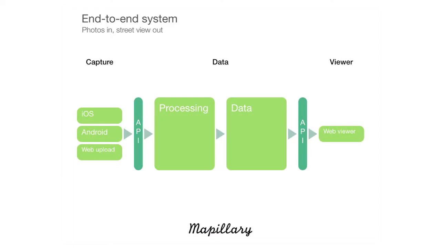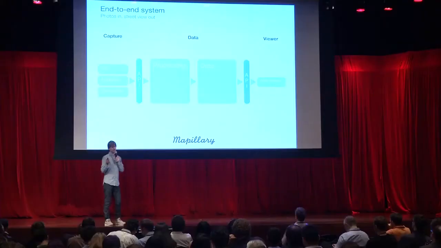So if you really want to make this a global thing and cover everything, you need to make it really simple. The way we do it is photos in, Street View out. We have an iOS app, an Android app, and you can do a manual web upload. But the API is just photos in, as long as the photos have the right data in the EXIF, we can take care of them.